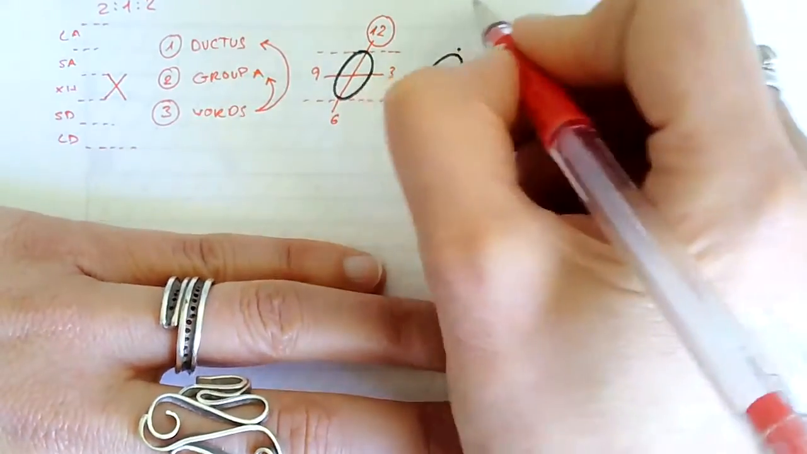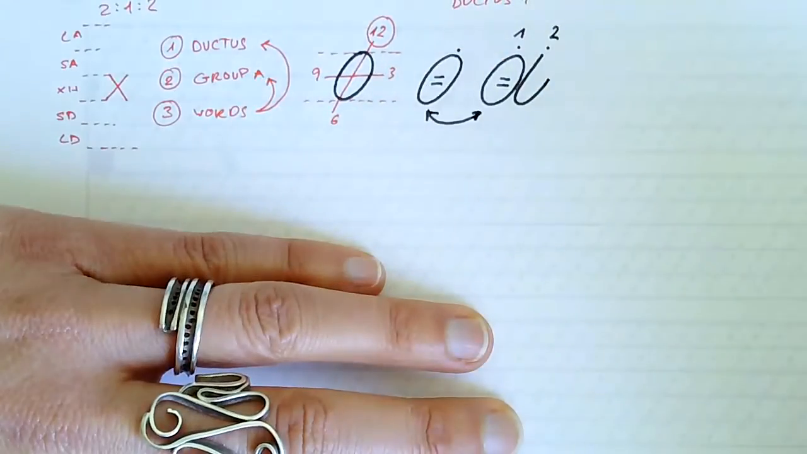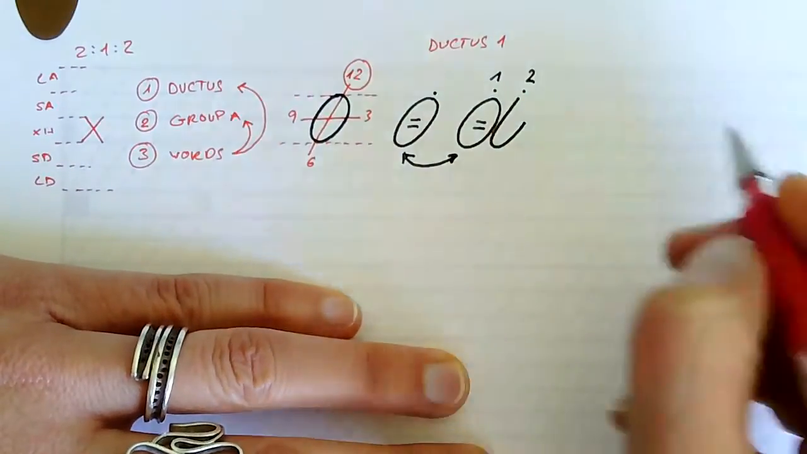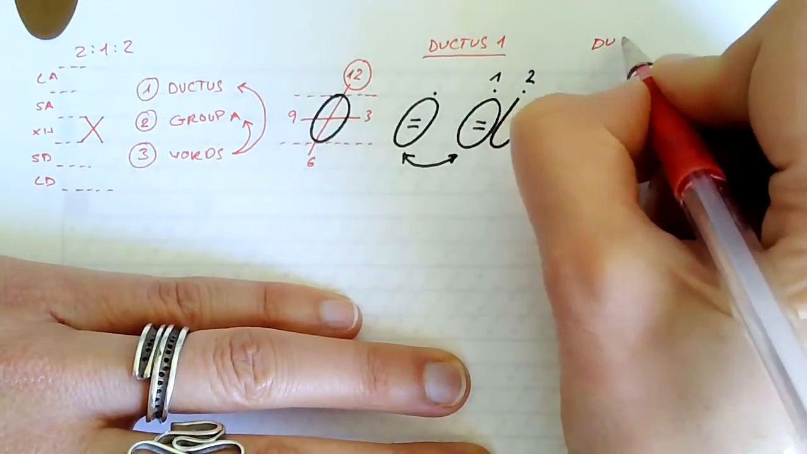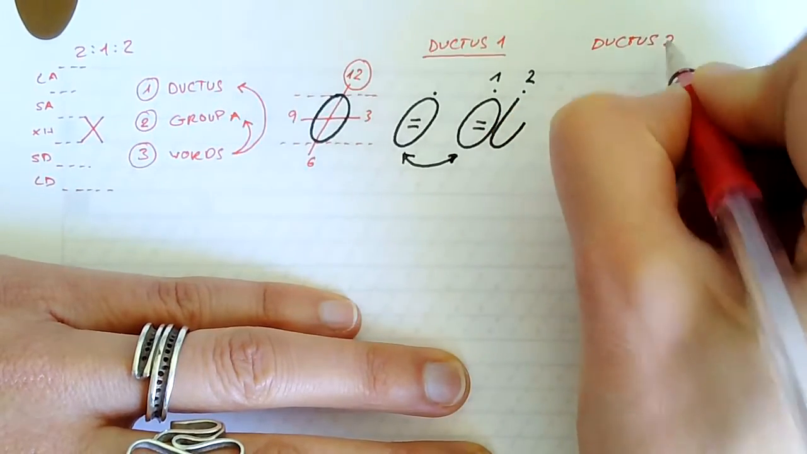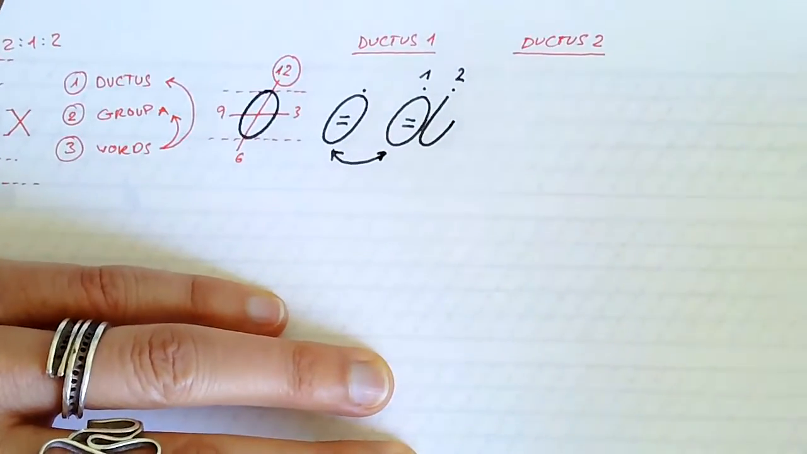Okay, I'm going to call this ductus 1, and this one ductus number 2. I'm sure there are more, but I'm just going to be touching on 2 types of ductus for today.